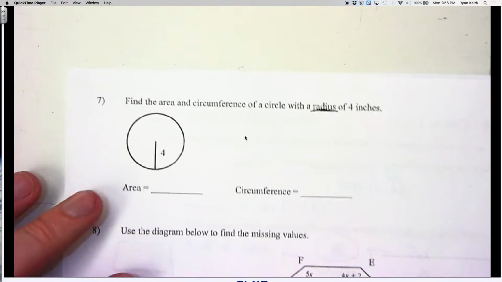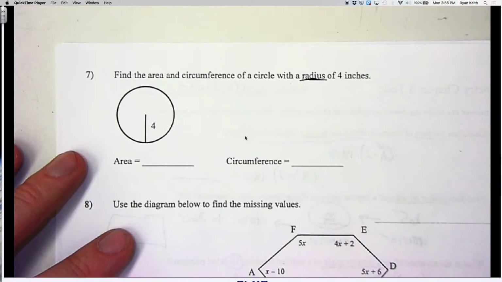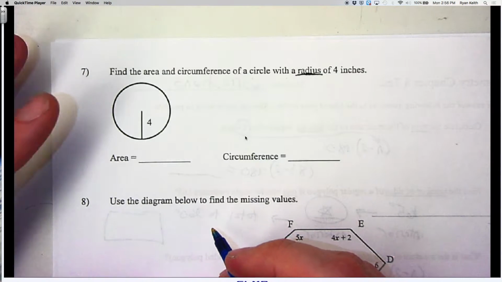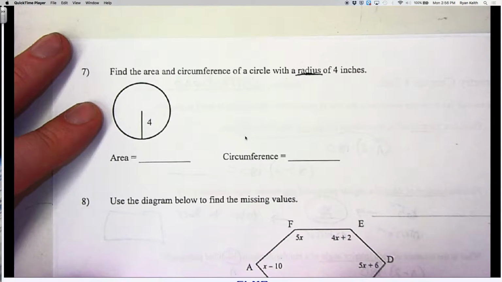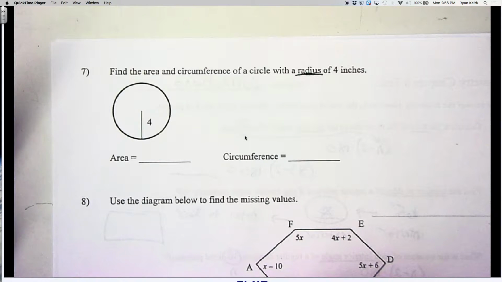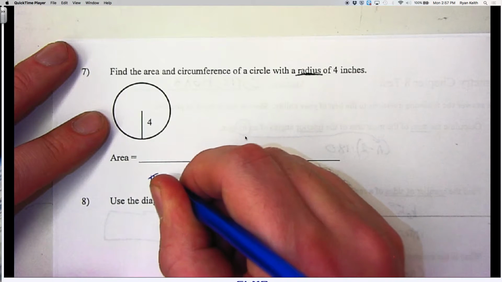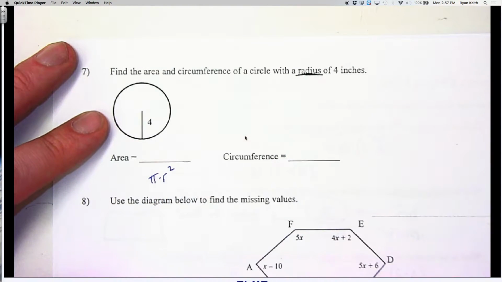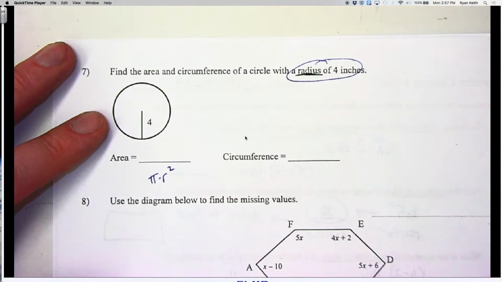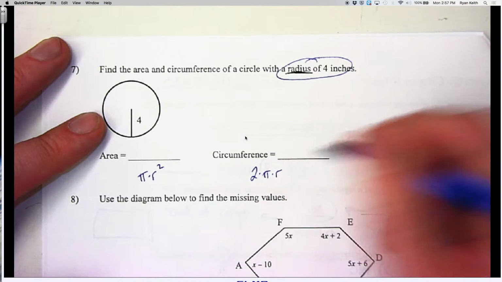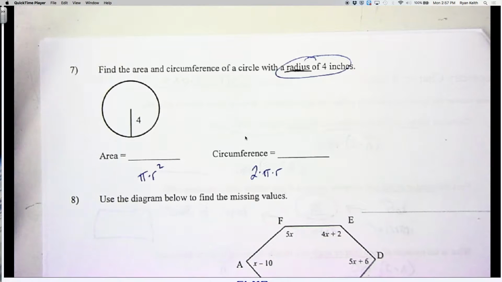Number 7. There weren't too many of you that missed this problem, I think for obvious reasons, as long as you grabbed the right formula. This was a very straightforward, old-style circle problem, nothing to it. Area, pi times r squared. You're given r, right? Circumference, 2 times pi times r. Round it off to 1 or 2 decimals, I don't care, and there's not much to that problem.